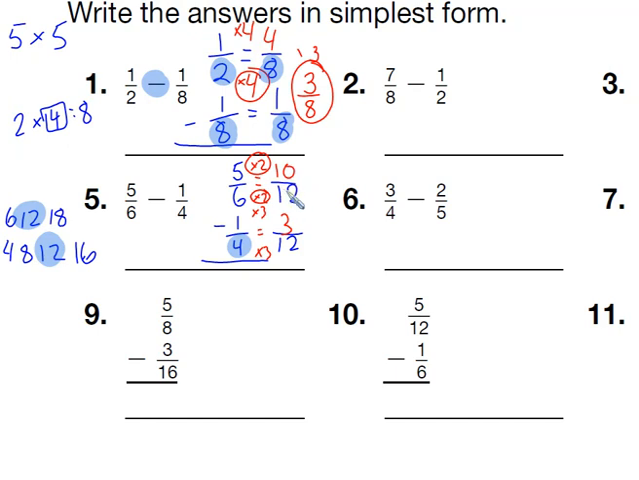So now we can go ahead and subtract this. 10/12 minus 3/12 equals 7/12. And again, this fraction is already in simplest form because 7 is prime. That means 1 and 7 are the only two numbers that can be multiplied to get 7. And 7 is not a multiple of 12.